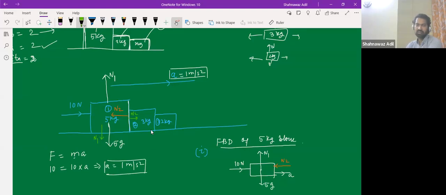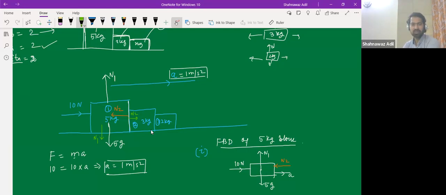What can you say about the equilibrium of these blocks? They are in equilibrium. Okay, and why are you saying so, Rishita? Because... Okay, so let me clarify the question once.